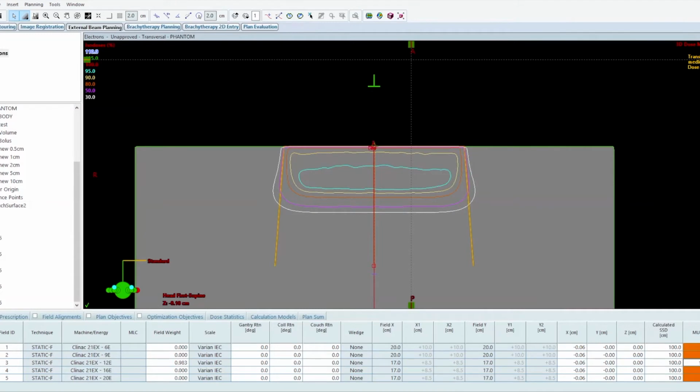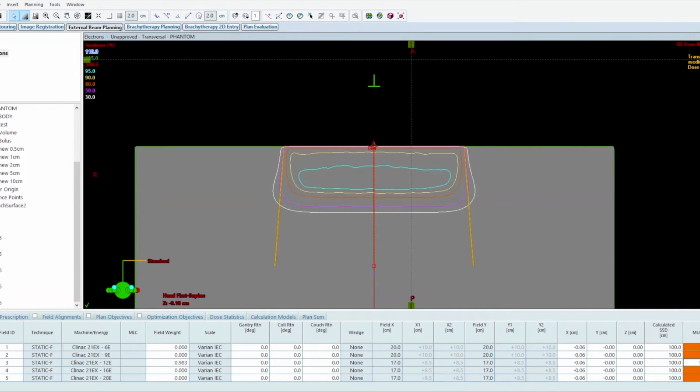Let's take a look at isodose lines. You can see what's happening now at higher energies. I'm starting to get this bowing in of my prescription line. My 90% line is starting to bow in, and then my low isodose lines are starting to kind of bow out.